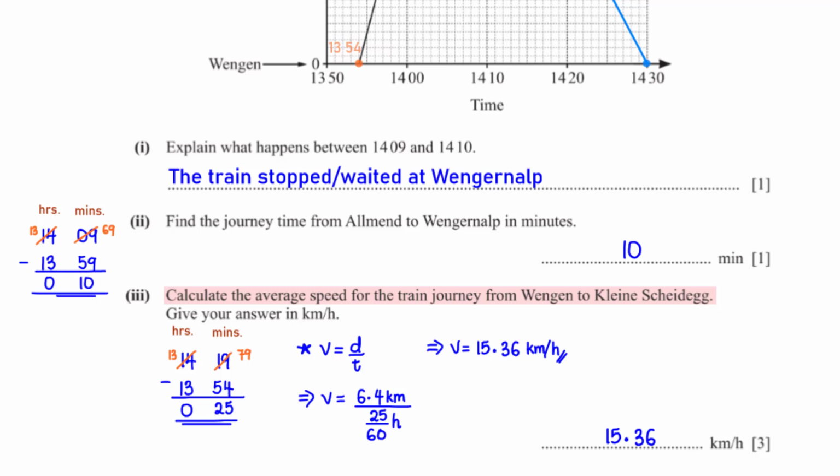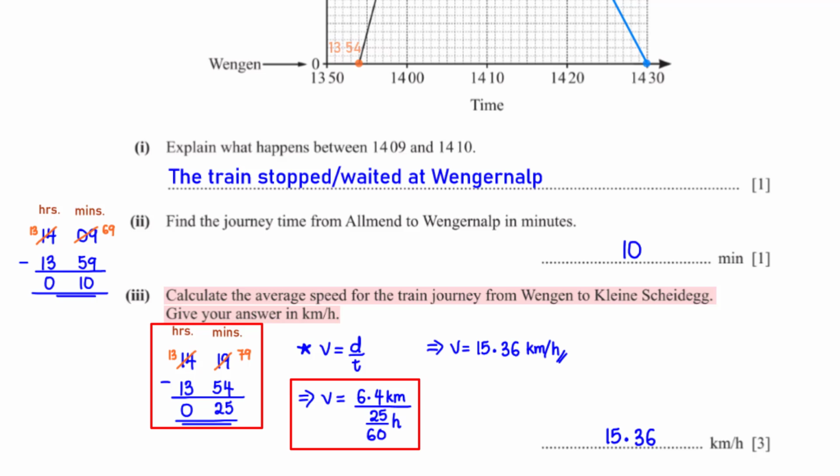Calculate the average speed for the train journey from Wengen to Kleiner Scheidegg. Give your answer in kilometers per hour. The average speed would be equal to the total distance traveled divided by the time duration between the 2 points. From the grid, we get the distance from Wengen to Kleiner Scheidegg to be 6.4 kilometers. To get the time duration, we subtract the departure time from Wengen, which is 13:54, from the arrival time in Kleiner Scheidegg, which is 14:19.